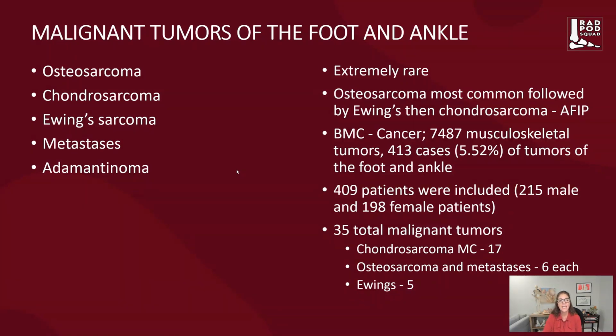of Pathology. In British Medical Cancer Journal, they studied 7,500 musculoskeletal tumors, and they found about 413 of those cases, or around 5.5% of tumors occur at the foot and ankle. Those were included in 409 cases. They had about a half split, 215 male and 198 female. And they found of all these patients, 35 were malignant. Of those, chondrosarcoma was the most common in this series, osteosarcoma and Mets, 6 each, and Ewing's, 5 of those. So of this series that they studied, chondrosarcoma was the most common.